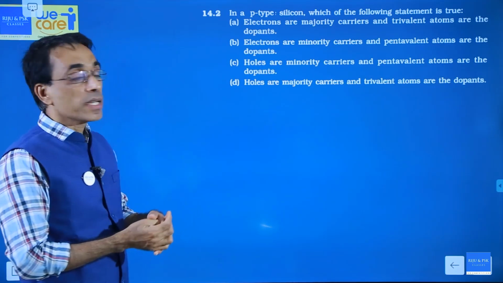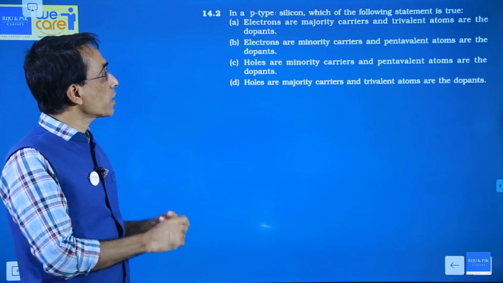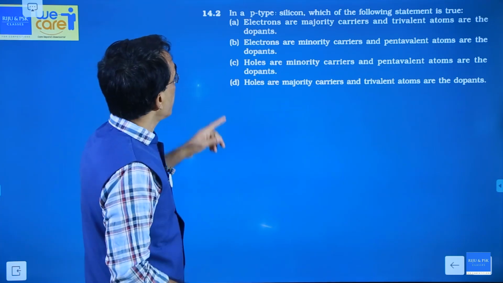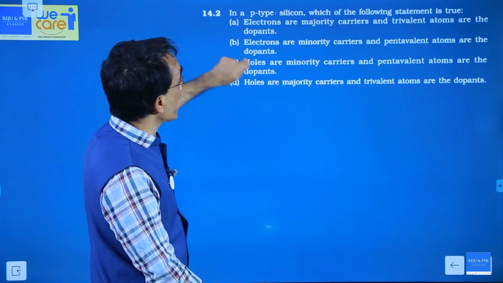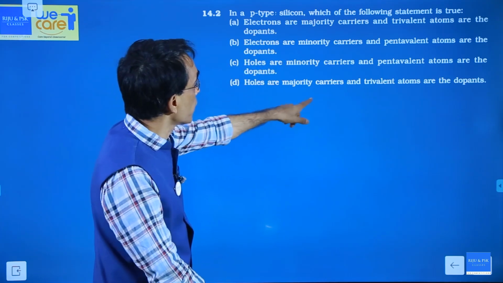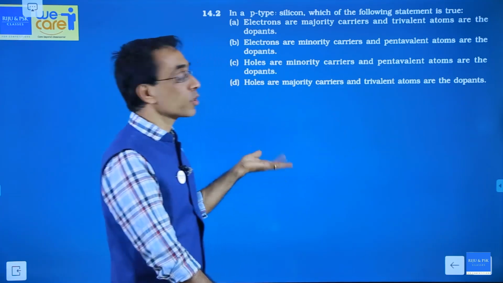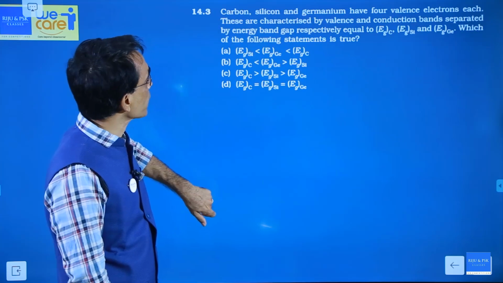In a p-type silicon, p-type means you use trivalent impurity, and the number of holes will be more, electrons will be less. What is the correct option? Holes are majority carriers and trivalent atoms are the dopants. That is the correct option. Option D is correct.